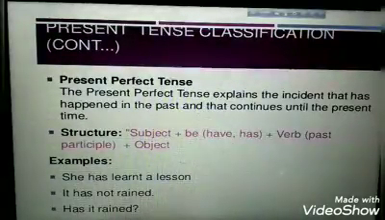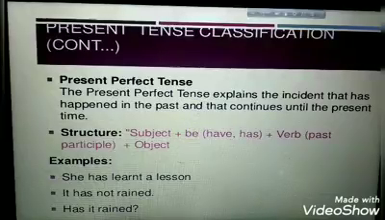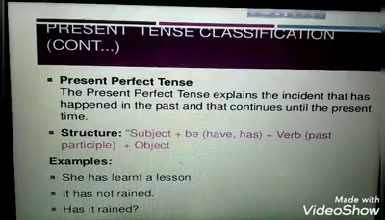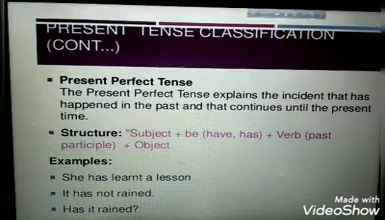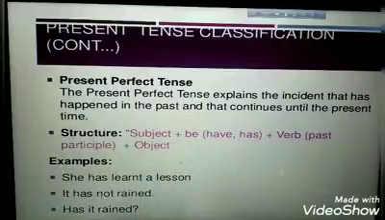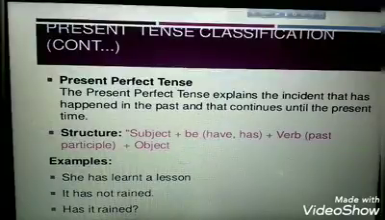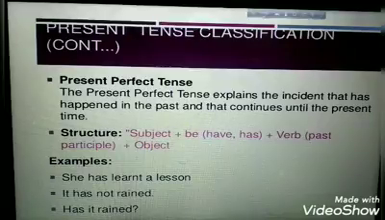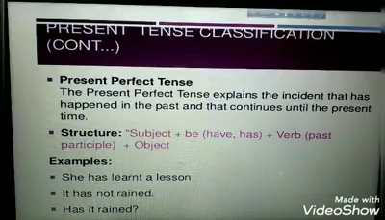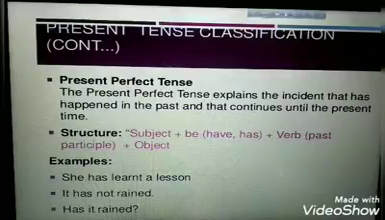So next we'll move on. Present perfect tense. The present perfect tense explains the incident that has happened in the past and that continues until the present time. That means present perfect tense is used to describe an action that began in the past and continues into the present or has just been completed. That means the work has been done, but the result is in your hand.